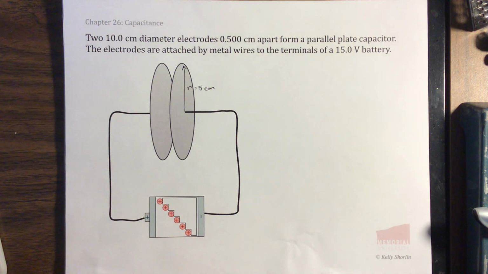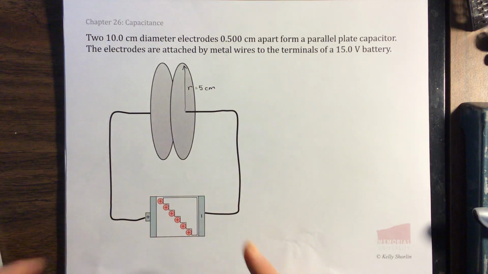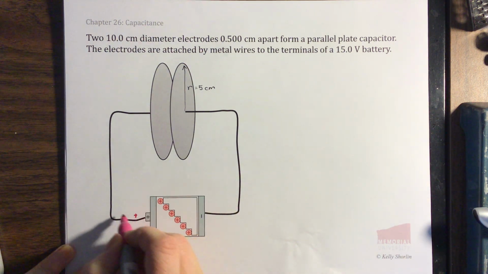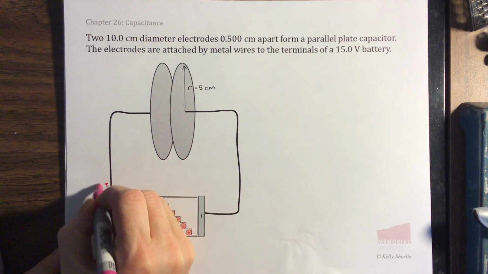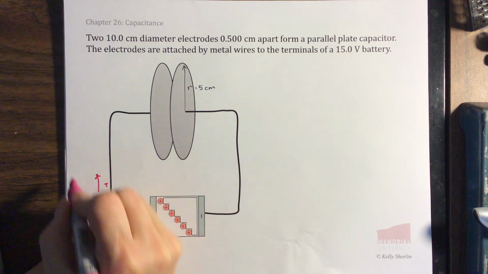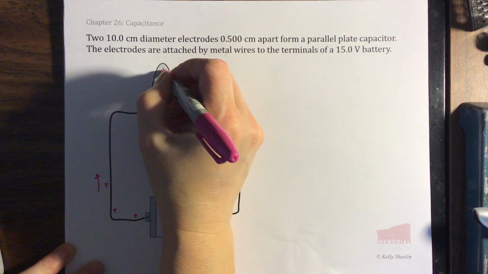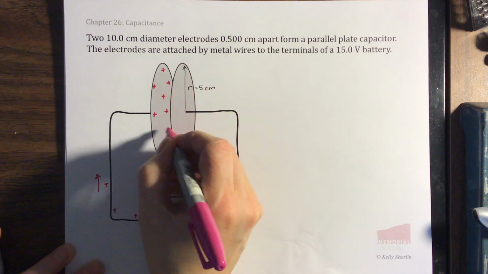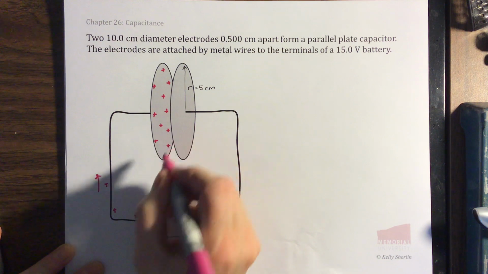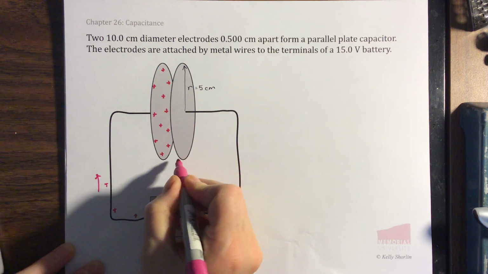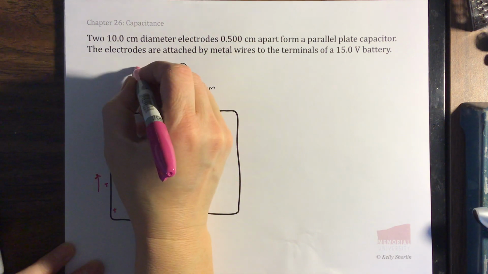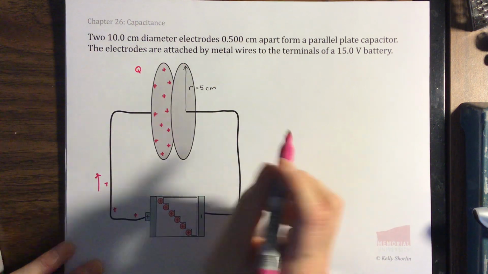What happens when we hook up these two metal plates to a battery using a metal wire is that charge starts to flow. By convention, we say that positive charge comes out the positive end, so the current flows up this way. All those positive charges flow until they hit this plate. Once they hit this plate, they can't go anywhere because there's space in between the two plates, so the positive charge is stuck here. There's a net amount of charge Q.